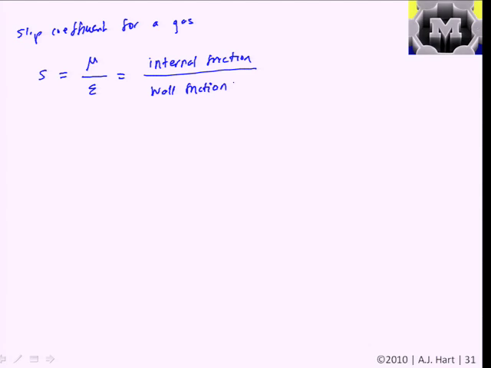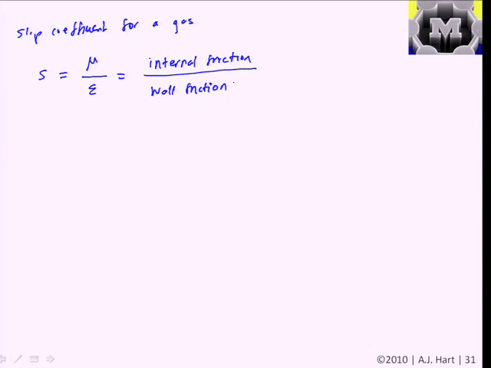And now this parameter epsilon is a parameter that we're going to call the wall friction, or how much friction the gas feels when it interacts with the wall, because that's kind of what slip is. If there's a lot of friction between the gas and the wall, then it's not going to move very fast when it hits the wall. But if there's less friction, then it's going to move freely past, and there's going to be a lot of slip.